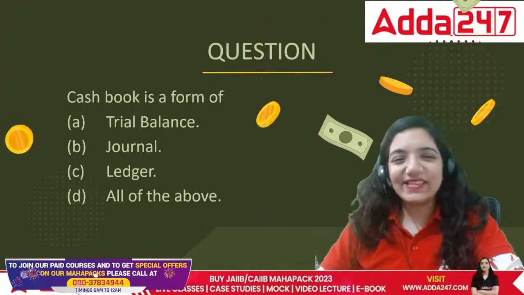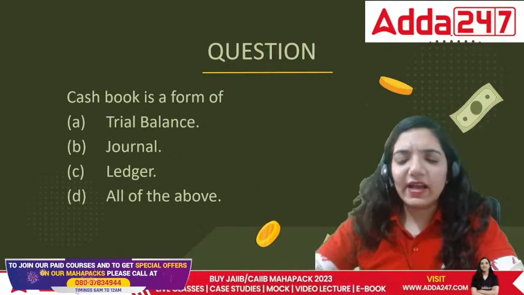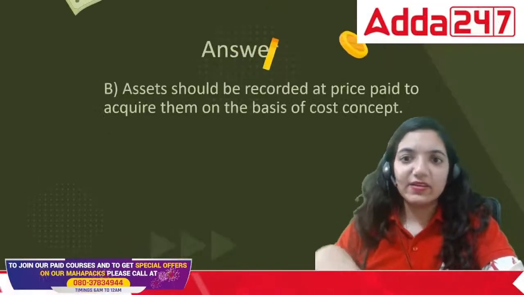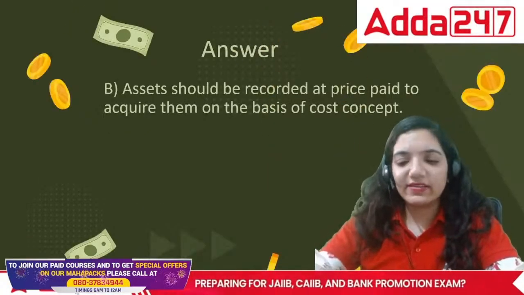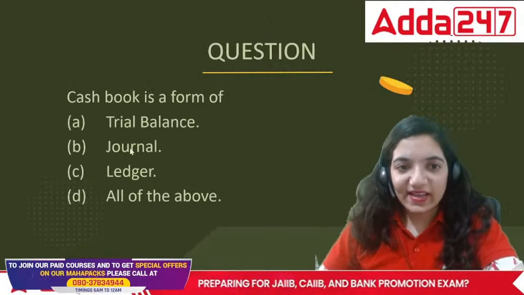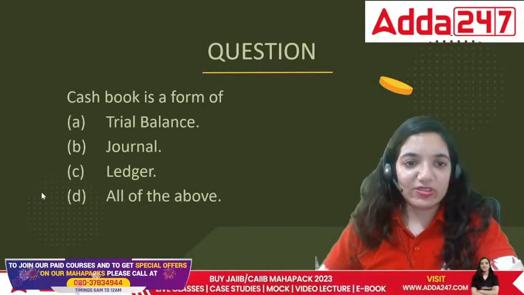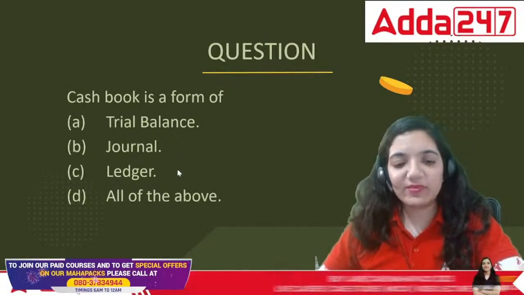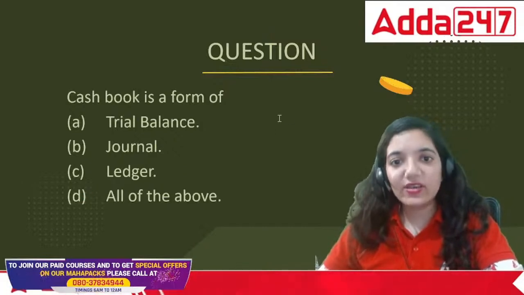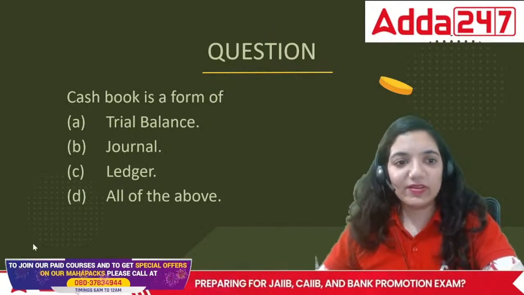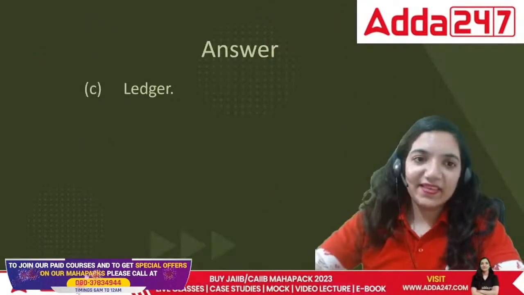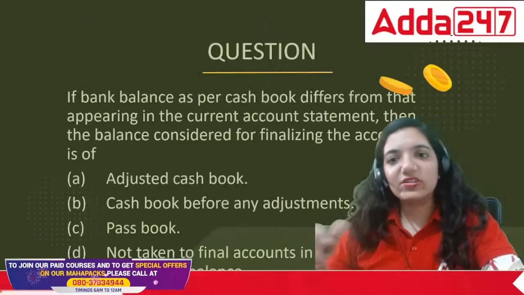So in this case it is actually a kind of ledger. Okay? The correct answer is C. It's a kind of ledger. Cash book is a form of ledger because ultimately we are not making the cash, but we are having that particular thing. Right? It is a kind of ledger. Here comes the next question.